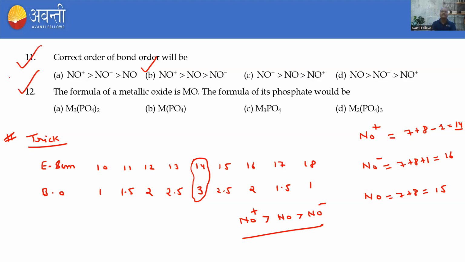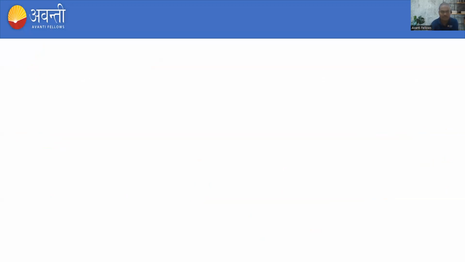That is question number 12. The formula of the metallic oxide is MO, right? The formula of its phosphate would be. So, if the formula of the metallic oxide is MO, then you have to calculate the formula of the phosphate, right? What do you mean by this? The formula of the metallic oxide is MO.